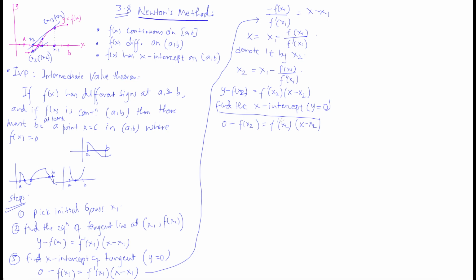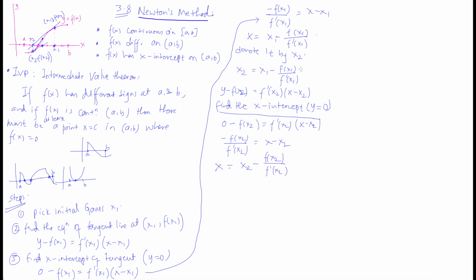This is x2. Now I want to solve for x because I'm trying to find the x-intercept. So again, divide by f prime of x2. What do you get? You get negative f(x2) over f prime of x2 equals x minus x2. If you add x2 on both sides, you get x equals x2 minus f(x2) divided by f prime of x2.